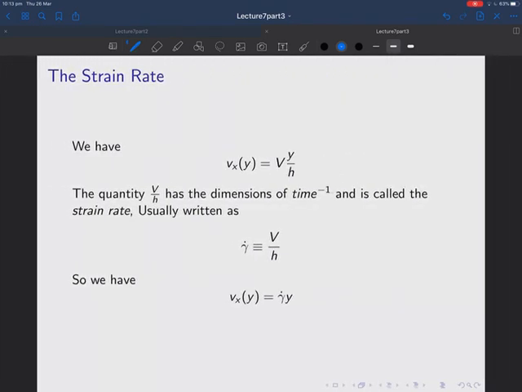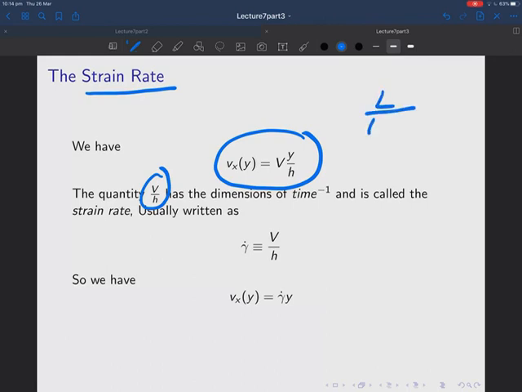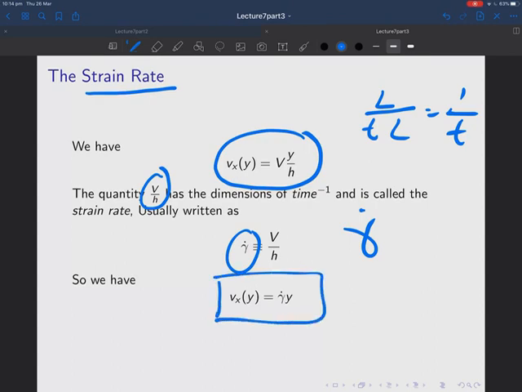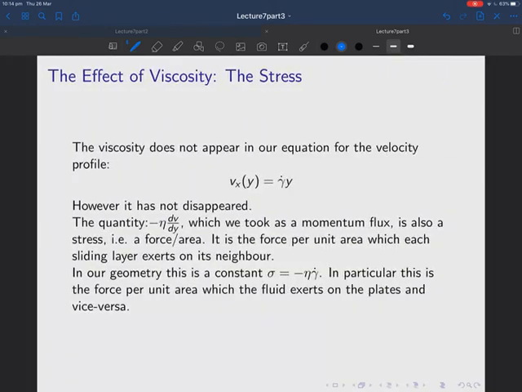Now in fluid mechanics, we introduce something called the strain rate. We have a velocity profile like this, and the quantity V on h has the dimensions of 1 on time. Velocity has dimensions of length divided by time, and then we're dividing it again by h, which is length, so it's 1 on time. This thing is called the strain rate. It's normally written as gamma dot, and it's equal to V on h. So we can write the velocity profile as the strain rate times how far you are from the bottom plate.